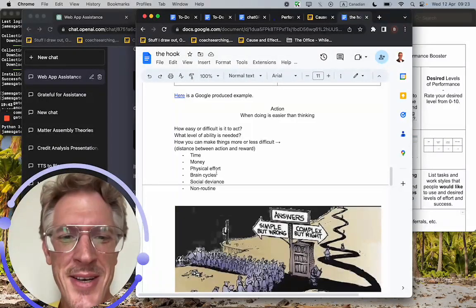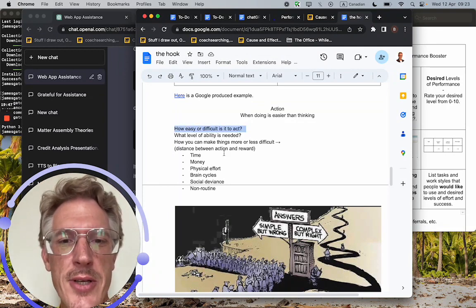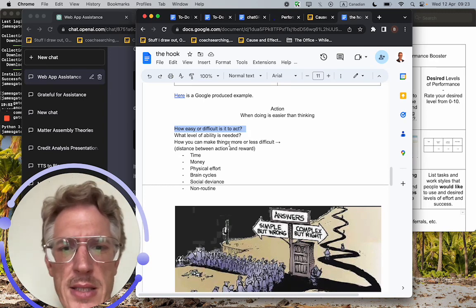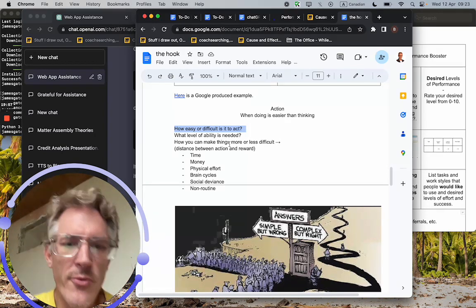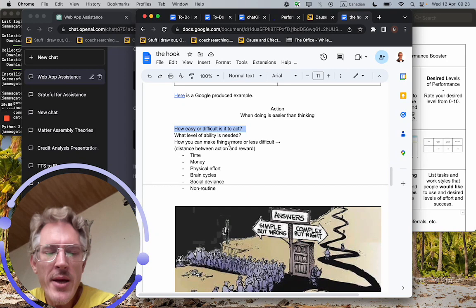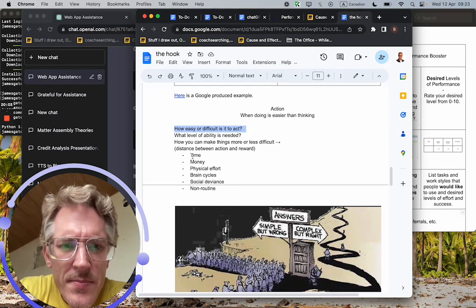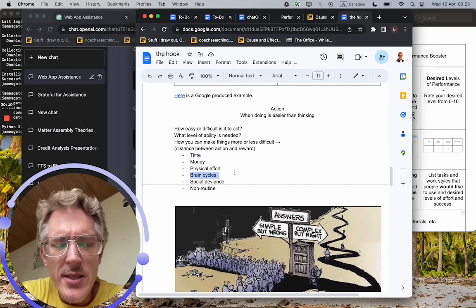Okay. So now we're talking about how easy or difficult it is to act. What level of ability is needed? How can you make things more or less difficult? So now, if we talk about, okay, I want to improve my level of success. How am I going to improve my level of success? Time, money, physical effort, and brain cycles. All right, so here it is, brain cycles.